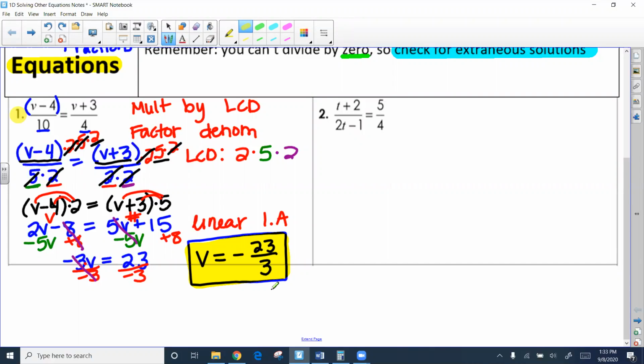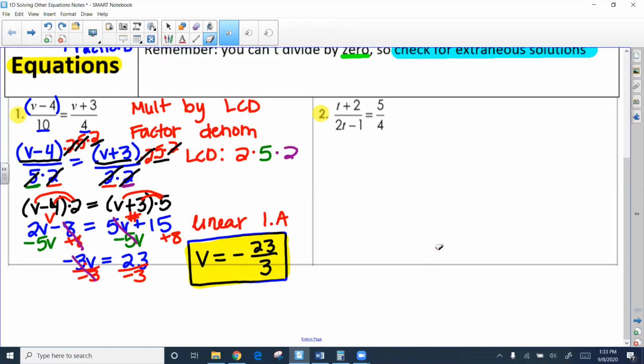Okay. Now, in this case, if we look at our denominators, the denominators were 10 and 4. There's no variables in the denominator, so I don't have to worry about extraneous solutions on this one. Okay, so let's do another one. So we're going to also do number 2, and then we're going to try a practice problem. So write down number 2.